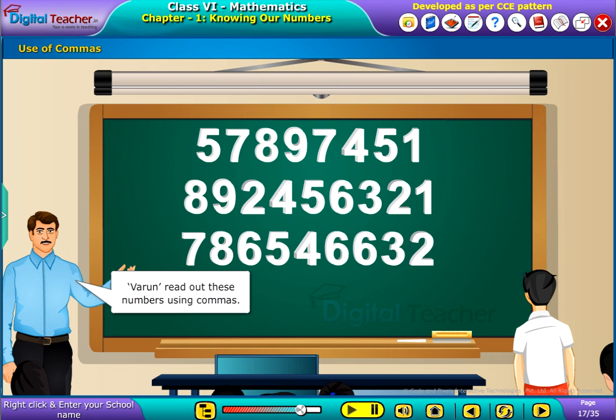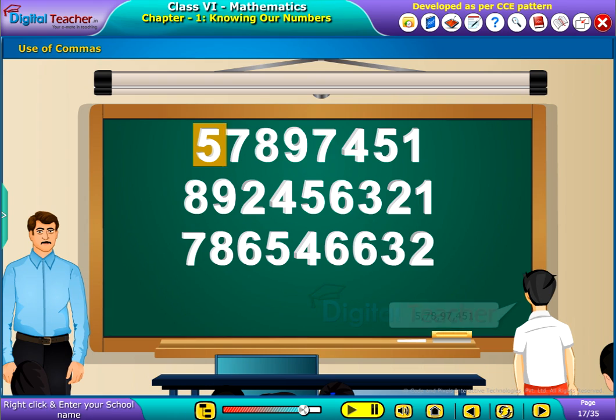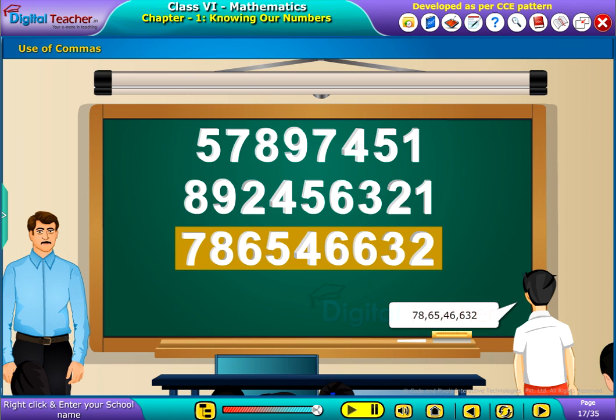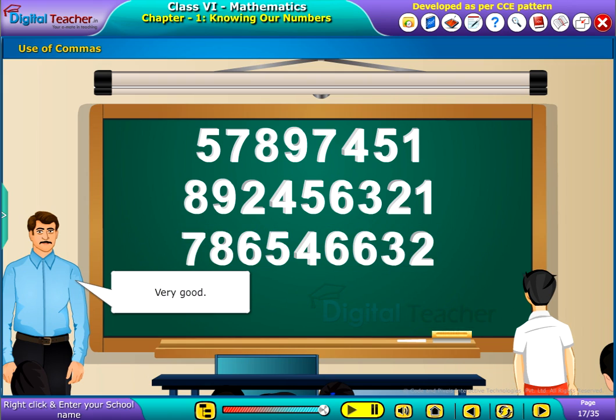Varun, read out these numbers using commas. 5 crore 78 lakh 97,451. 89 crore 24 lakh 56,321. 78 crore 65 lakh 46,632. Very good.